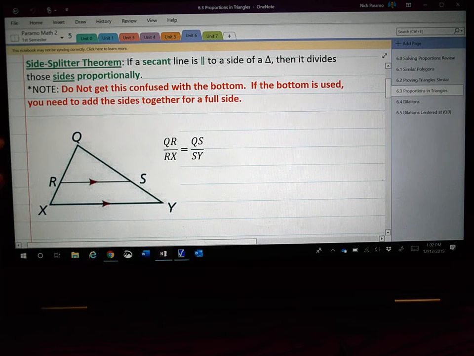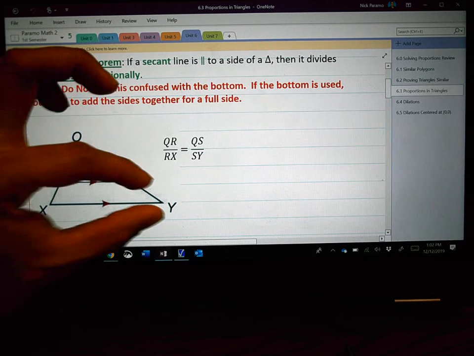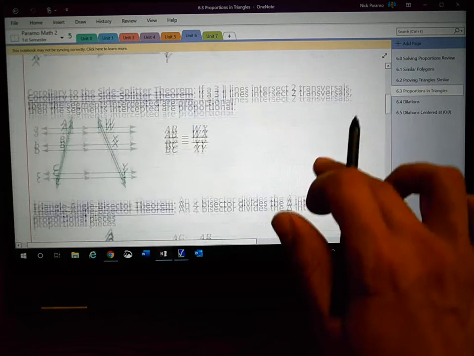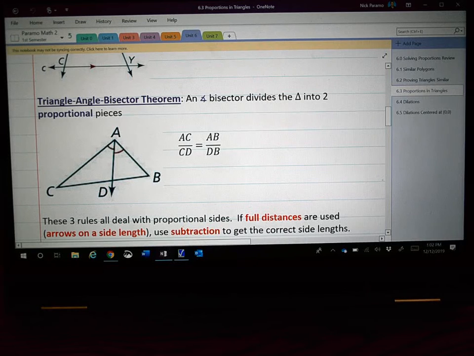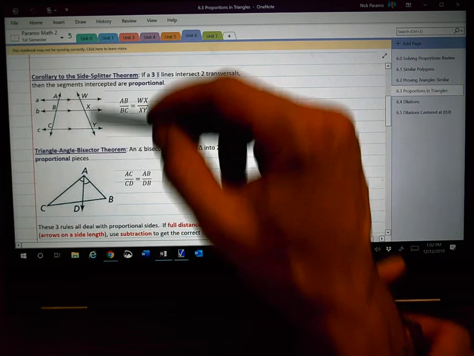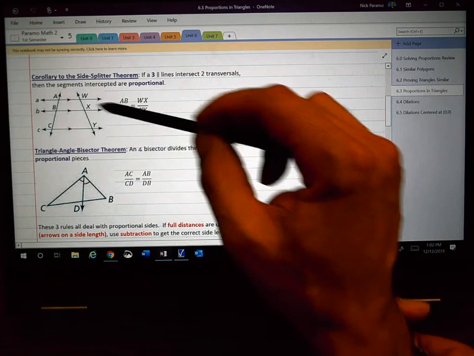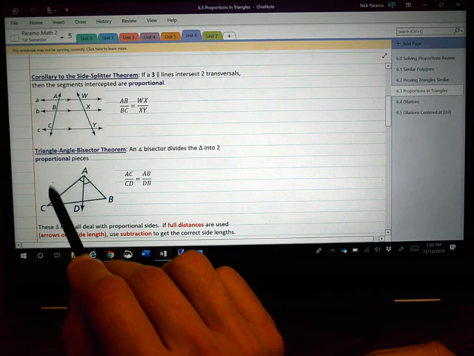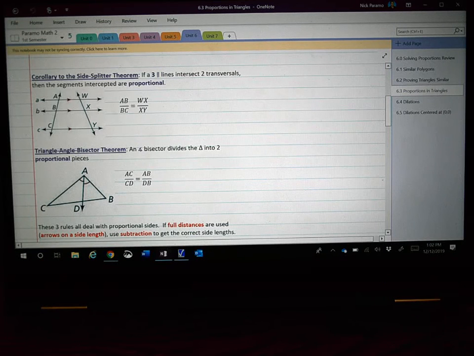Don't forget, when you use the side splitter, we're only talking about the sides that are being cut by those parallel lines. There's also the corollary to the side splitter plus the triangle angle bisector theorem. These 3 things were used a lot in chapter 6 to prove this over that is equal to this over that. The left side over the bottom will equal the right side over the bottom, and so on.